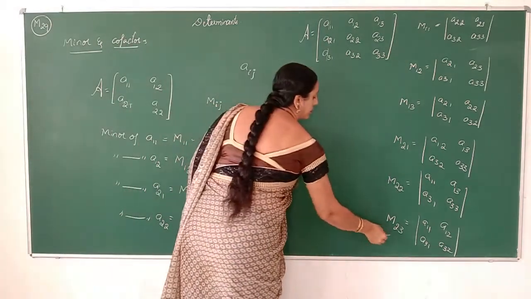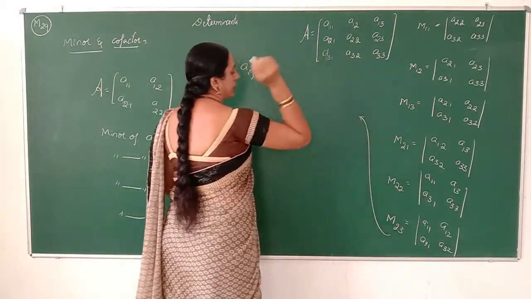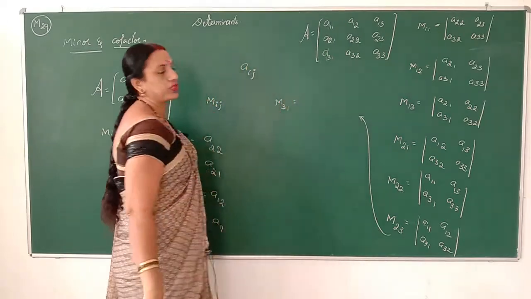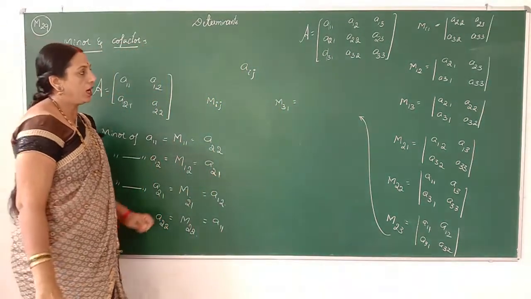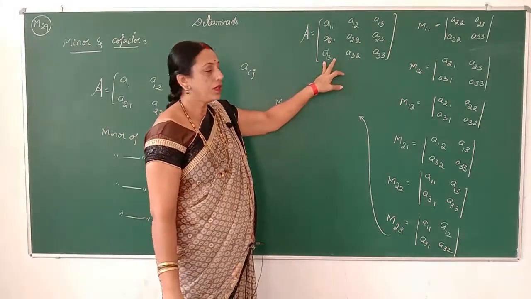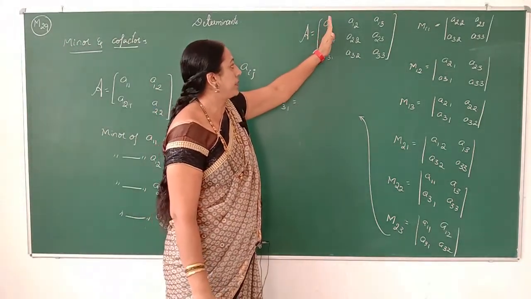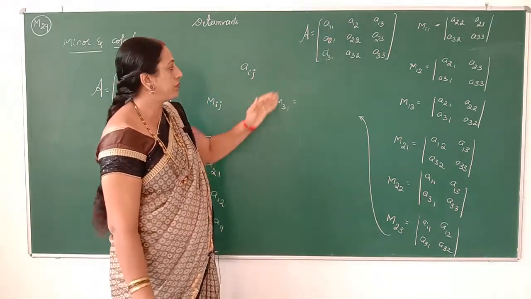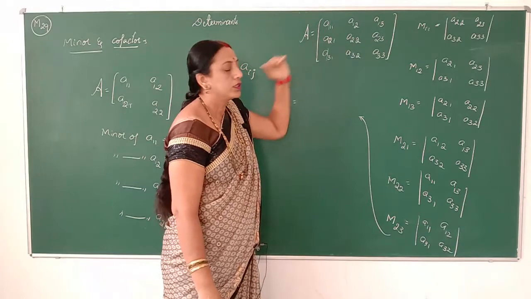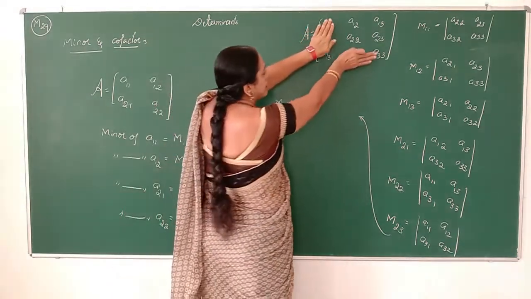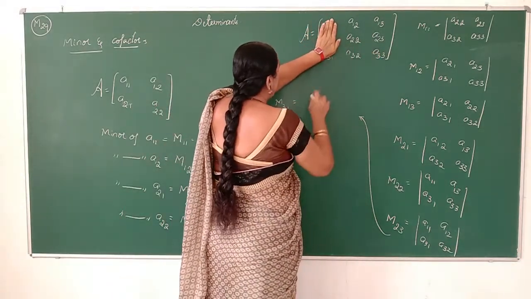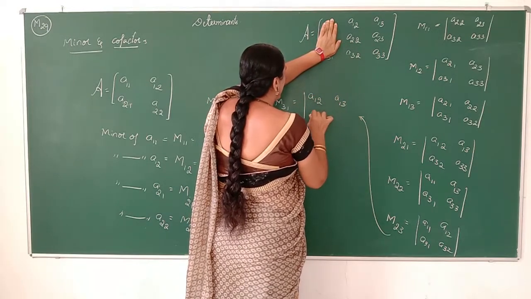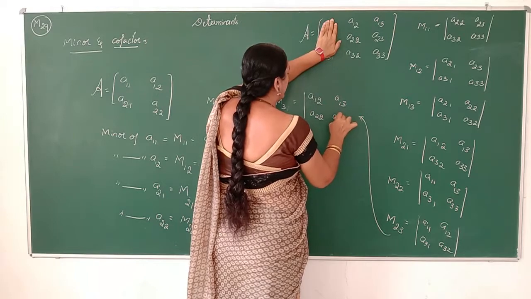Next we come to the third row, A31. M31 means the minor of A31, where A31 is an element of the first column, third row. Again these elements get neglected, and the remaining elements are A12, A13, A22, A23.